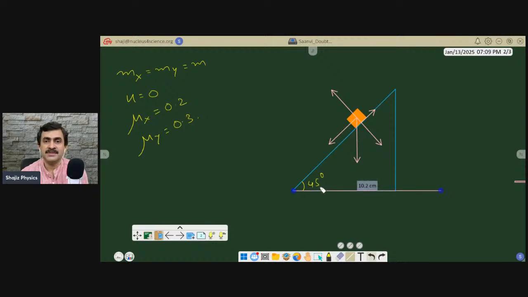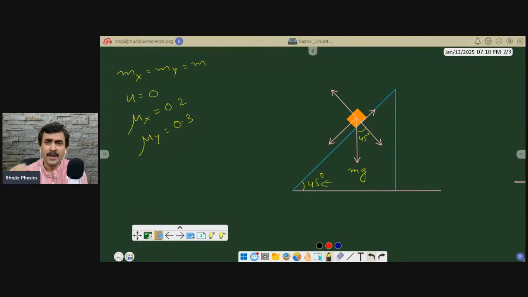Now this is the slope, angle of slope. And here the box is placed like this, the orange color box you are able to see. Now, the weight of the box is acting vertically downward, which is given by mg. By the geometry, it is clear that if this angle is 45 degrees, this angle is again 45 degrees. Both the angles will be equal.